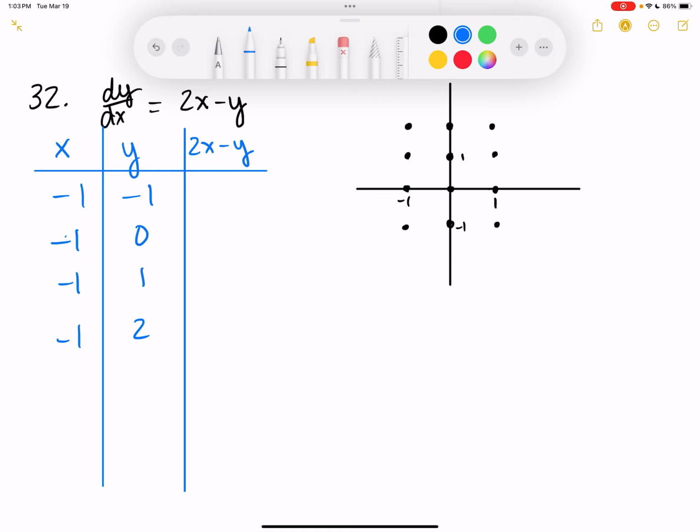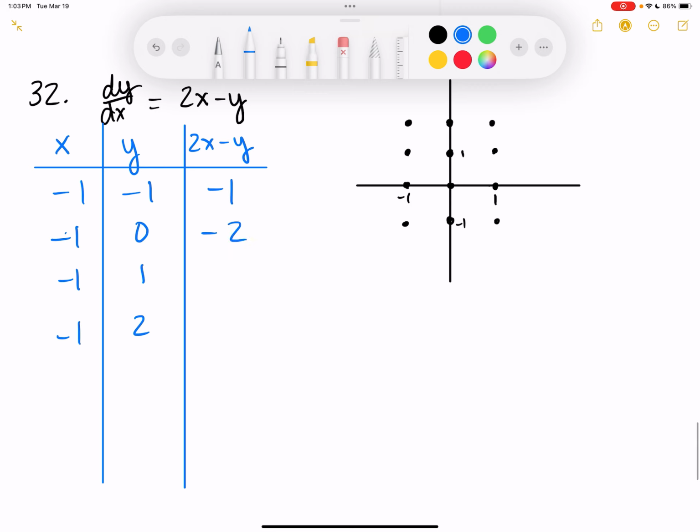When I do -1, -1 into this equation, what do I get? -1. When I plug in -1, 0, what do I get? -2. When I plug in -1, 1, what do I get? Negative 3. When I plug in -1, 2, what do I get? 0.